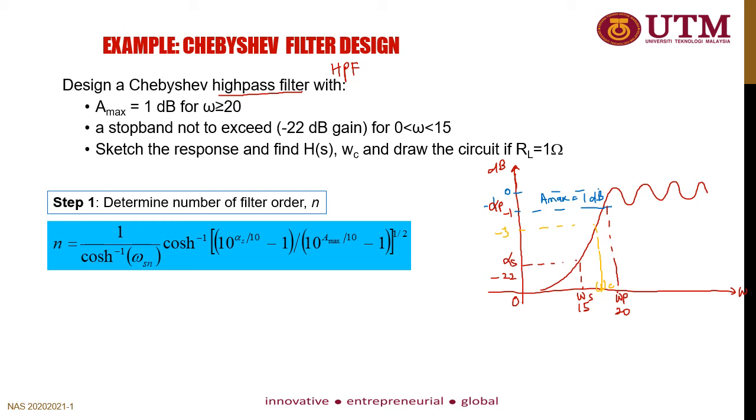And then as usual you need to calculate the filter order number n. So omega S over omega P, you need to refer to the table.